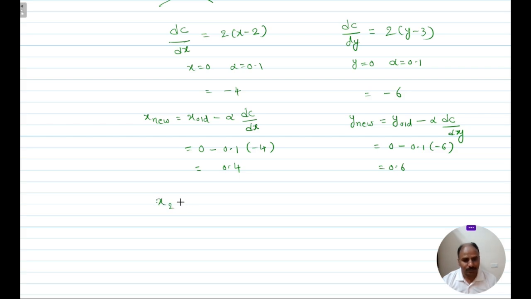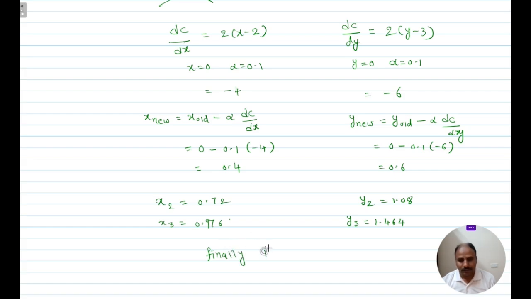For x2, taking the latest values, I am getting 0.72. Here y2 I am getting 1.08. If you are further repeating this process, then x3 you will get 0.976 and y3 you will get 1.464. Like this, if you are increasing the number of iterations for the optimization, you have to continue for a certain number of iterations. After a certain number of iterations, finally it will converge for the multivariable.